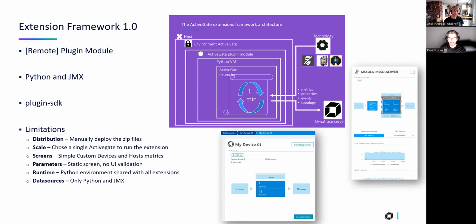There were others, like the number of dimensions a metric can have and things like that, that were smaller, but these were the main ones that we needed to solve in the new framework.